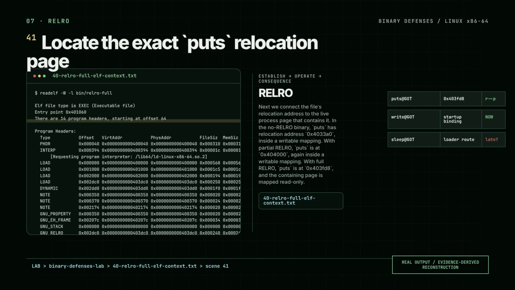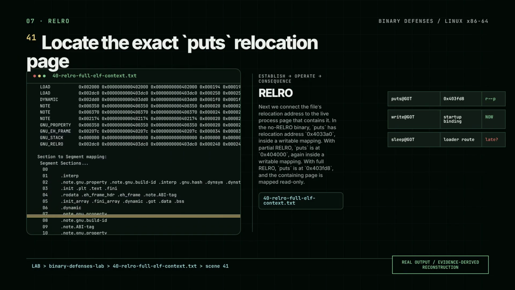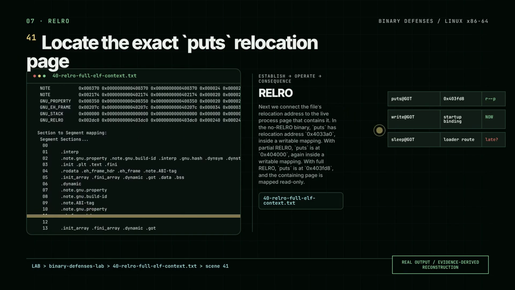Then we connect each file relocation record to a live memory page. In the unprotected and partially protected examples, the puts relocation falls inside a writable page. In the fully protected example, it lies on a read-only page. That permission difference is the observable result.